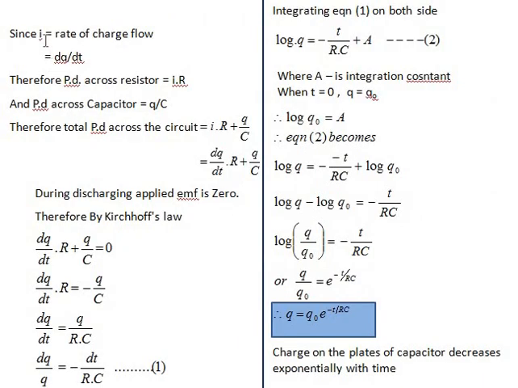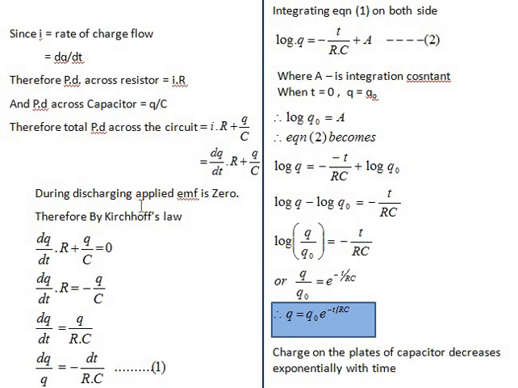Since I is the current, the rate of flow of charge, I = dq/dt. The potential difference across the resistor is IR, and the potential difference across the capacitor is Q/C only. Therefore, the total potential difference across the circuit is I·R + Q/C. We just substitute the value of I = dq/dt into R + Q/C.